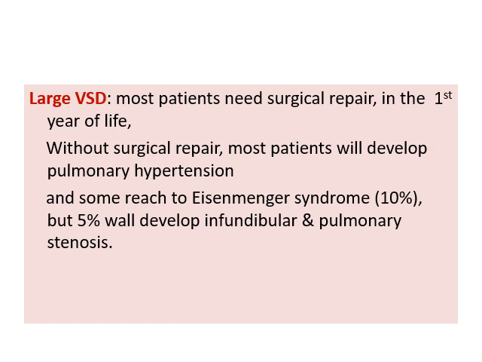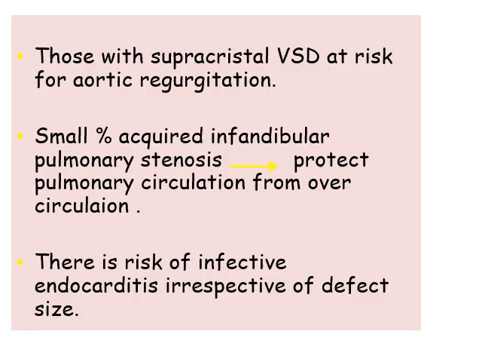This is a natural occurrence to protect the lung from over circulation. Those with supracrystal VSD, a type of VSD, are at risk of aortic regurgitation; they may develop aortic regurgitation. A small percent, about 5%, acquire infundibular pulmonary stenosis, which protects the pulmonary circulation from over circulation. And there is a risk of infective endocarditis irrespective of the defect site.